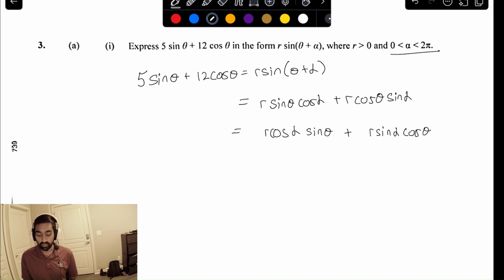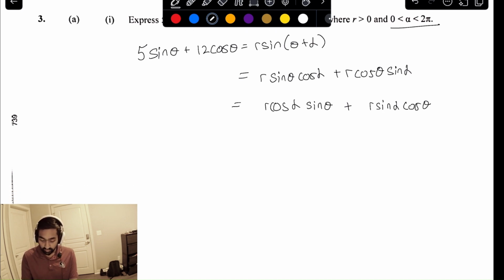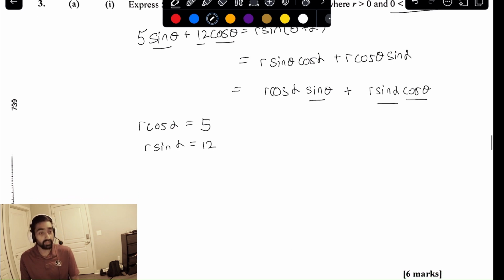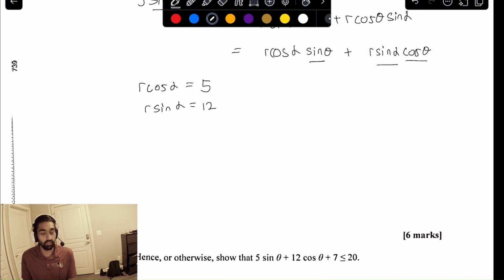So what I'm going to do is equate the coefficients. For example, the coefficient of sine theta on one side is 5 and on the other side is r cosine alpha. So r cosine alpha equals 5. And similarly, the coefficient of cosine theta is 12 here, and on the other side it is r sine alpha. So the next equation is r sine alpha equals 12. I just have to solve these simultaneously.